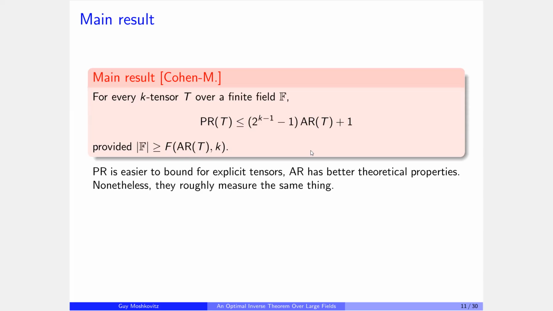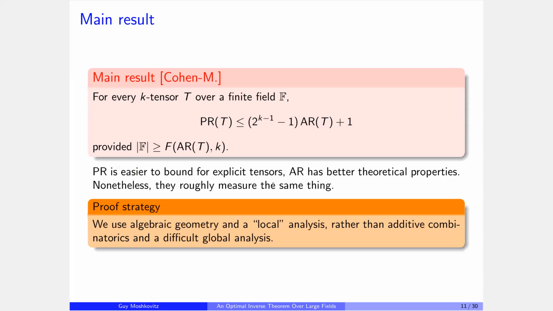Anyway, let me not talk about that too much. The take-home message is that, at least if the field is somewhat large, the partition rank notion, which is maybe easy to bound for an explicit tensor, and the analytic rank, which is some quantity from higher order Fourier analysis, both measure essentially the same thing. Okay, so let me pivot to the actual proof. Any questions, by the way, about the statement that we're proving?